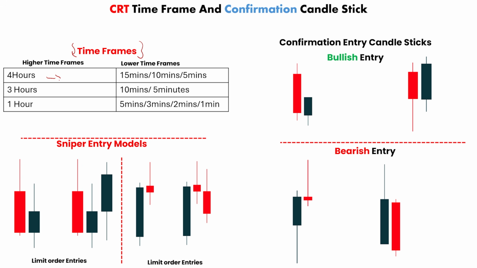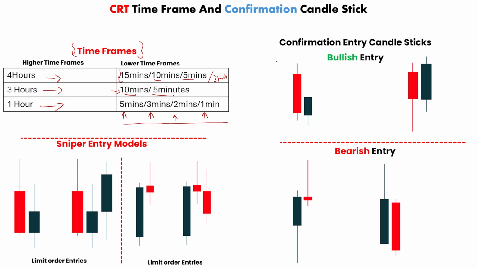We have the 4 hours. That means on the 4 hours, you're going to look to enter the market on the 15 minutes, 10 minutes, 5 minutes. Even the 3 minutes here is possible. If you are trading on the 3 hours, you're going to look for these time frames, the 10 minutes, the 5 minutes. On the 1 hour, you are looking for the 5 minutes, 3 minutes, 2 minutes, even the 1 minute. It depends on which time frame is going to give you an entry or a confirmation candle.